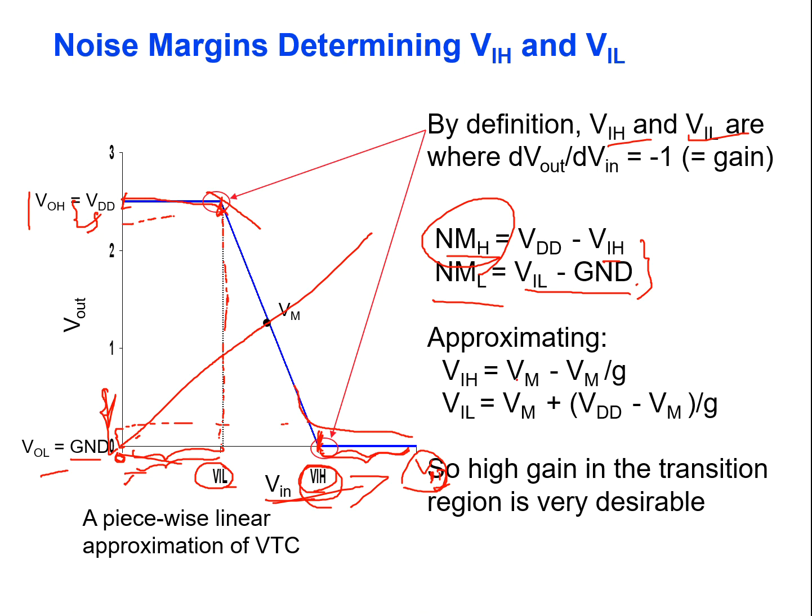And you can equate your VIH and VIL to this value. So for these cases, high gain in the transition region is very desirable. This is your noise margin for VIH and VIL, the input high and low voltage. In the same way, you can measure for the output.